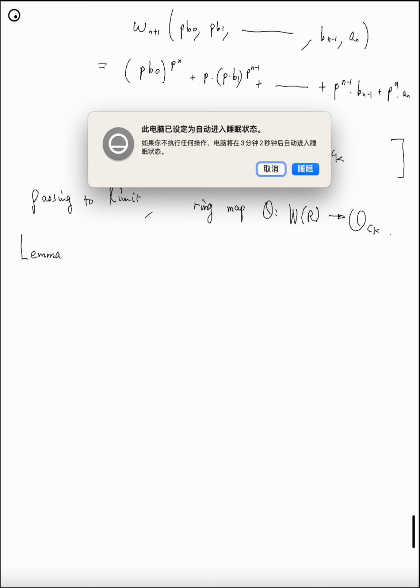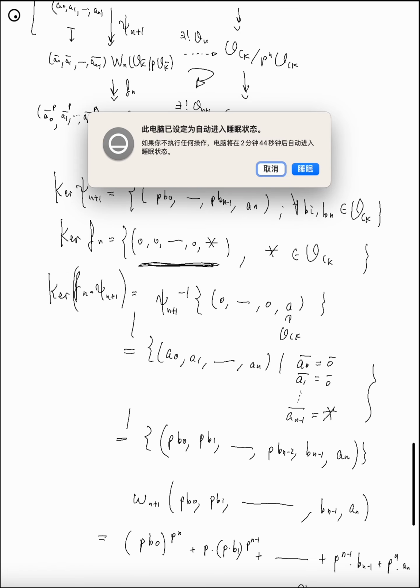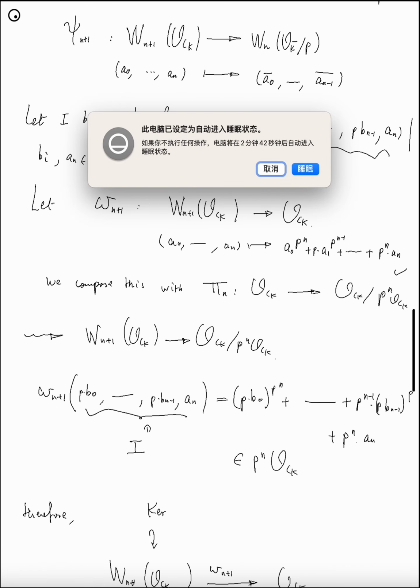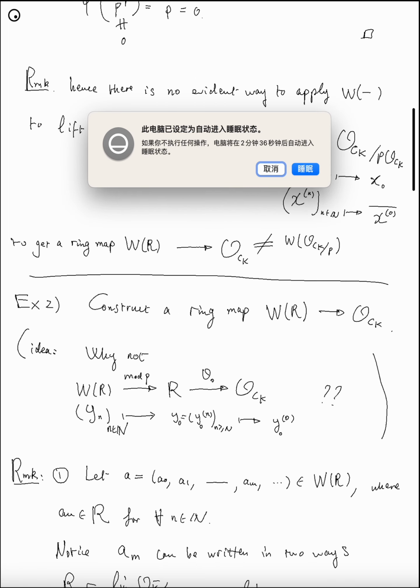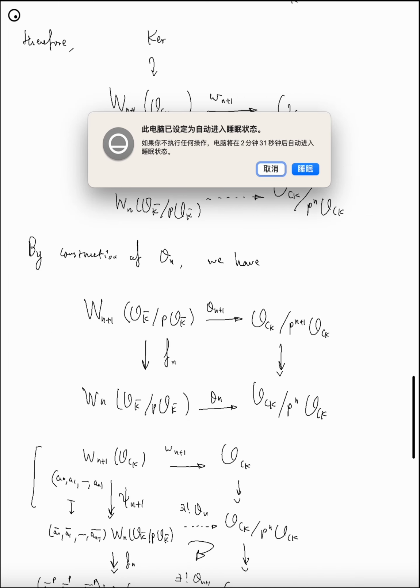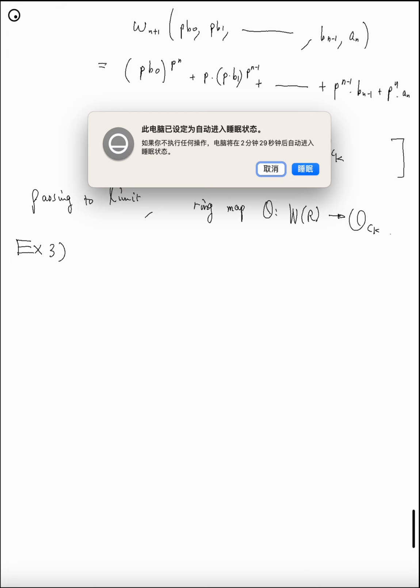Lemma. Let's prove this lemma. Exercise 2.3 maybe, right? This is already 3, I think. Because we have proved, we've constructed the map. And now it's 3. Exercise 3, this is the lemma.